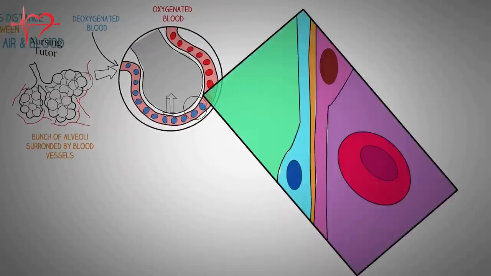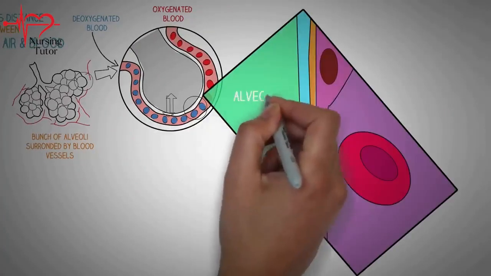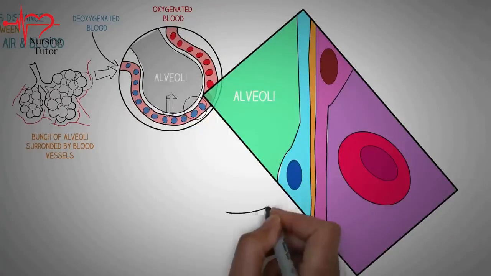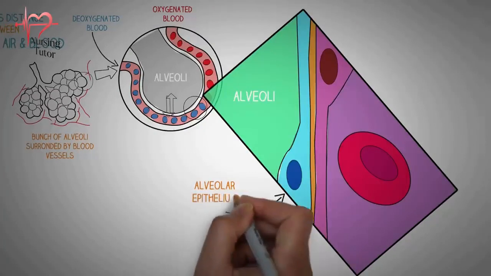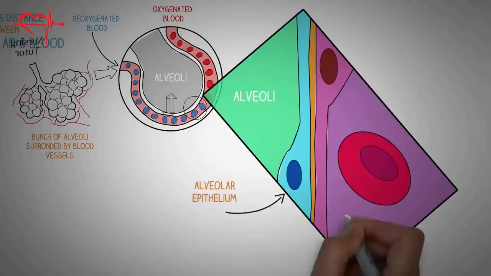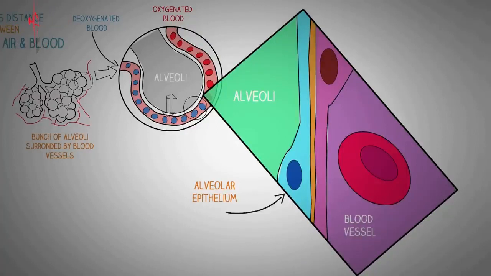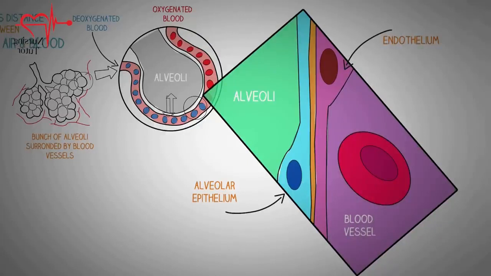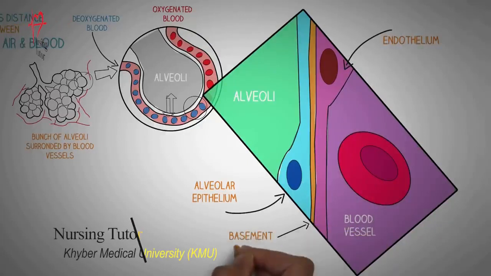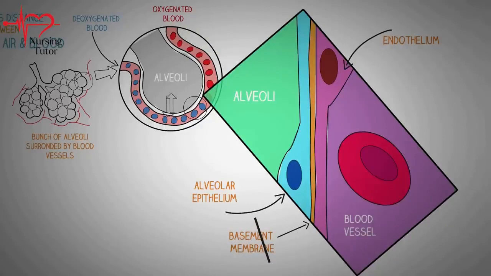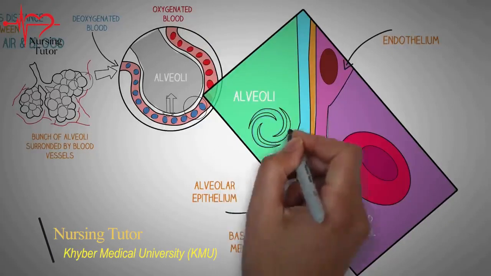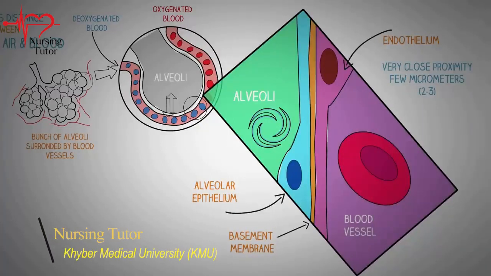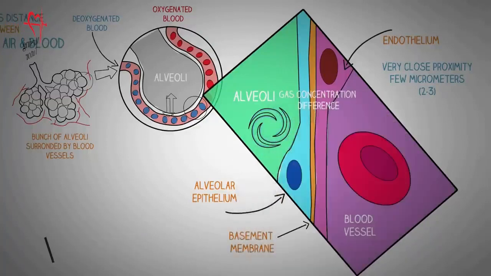If we take a closer look at the junction between the alveoli and the capillary wall, you can see that the green side represents the space inside the alveoli. The cells in the sky blue represent the alveolar epithelium. On the other side, we have the blood vessels which contain the RBCs, and the wall of the blood vessel is the endothelium. In between them is the basement membrane which separates these two cell layers. So you can see clearly that the air that we inhale in the alveoli is in very close proximity, approximately a few micrometers, from the blood vessel.